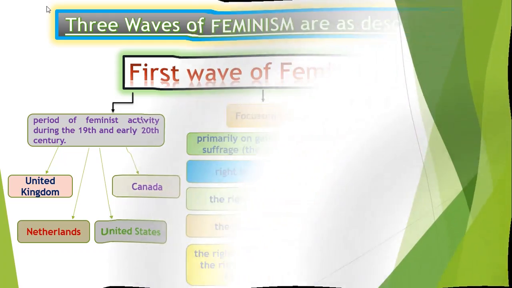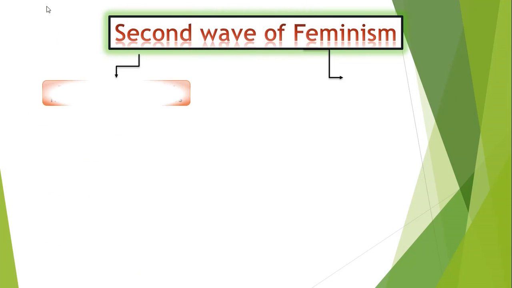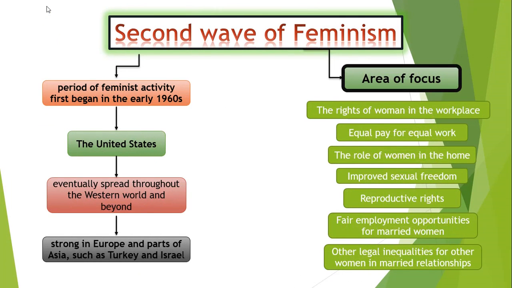Now move on to second wave of feminism. Second wave of feminism is a period of feminist activity that first began in the early 1960s in the United States and eventually spread throughout the Western world and beyond. In the United States, the movement lasted through the early 1980s. It later became a worldwide movement that was strong in Europe and parts of Asia, such as Turkey and Israel, where it began in the 1980s, and it began at other times in other countries. The main areas of focus were the rights of women in the workplace, equal pay for equal work, fair employment opportunities for married women, reproductive rights, the role of women in the home, and improved sexual freedom.